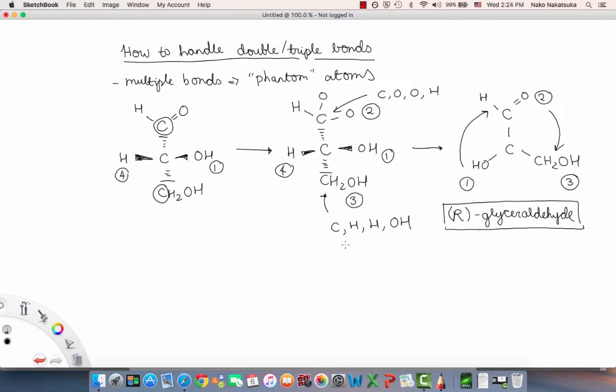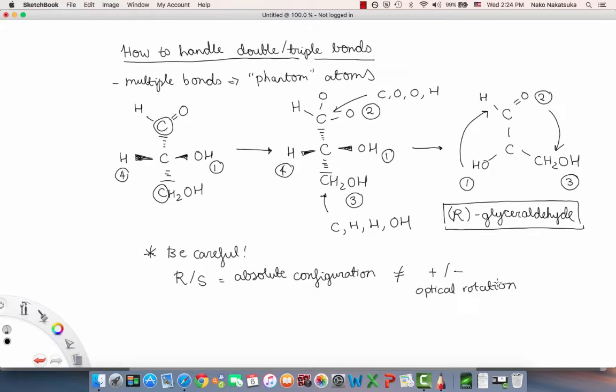One thing I wanted to mention for you guys to be careful is the R and S configuration is the absolute configuration, right? And this is not equal to the plus and minus sign, which represents the optical rotation. And to be frank, there's actually no easy, predictable relationship between the two. And so just because something is R doesn't mean it's plus, just because something is S doesn't mean it's minus.